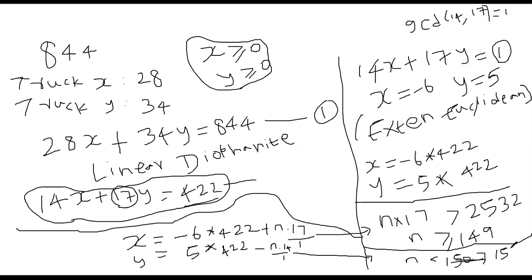Okay, what are the possible values for n now? Either n can be 149 or 150. So there are two solutions. So here is the possibility. Our n cannot be other than 149 or 150. These are the only two solutions possible.